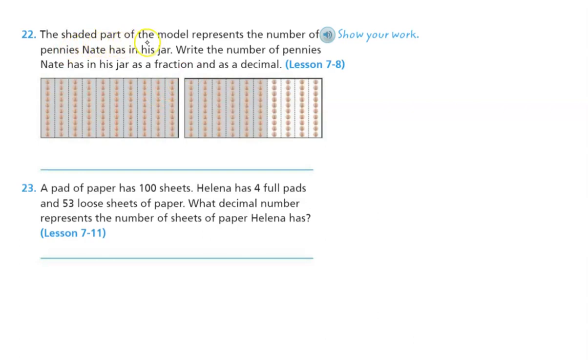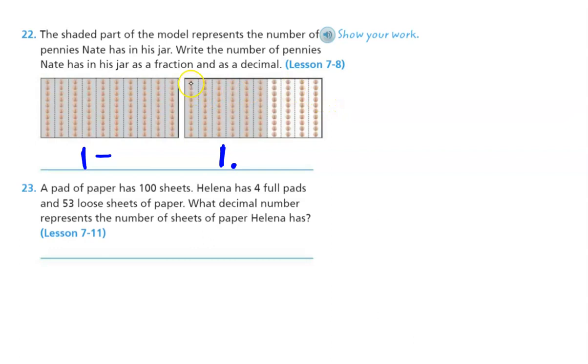It says the shaded part of the model represents the number of pennies that Nate has in his jar. It wants you to write the number of pennies Nate has in his jar as a fraction and as a decimal. Well, here first I see he's got 1 whole, so that's going to be 1. And this is going to be my fractional part. And then this will be 1 whole, and that's going to be my decimal part. So I just now need to come over here and figure out what he's got going on.